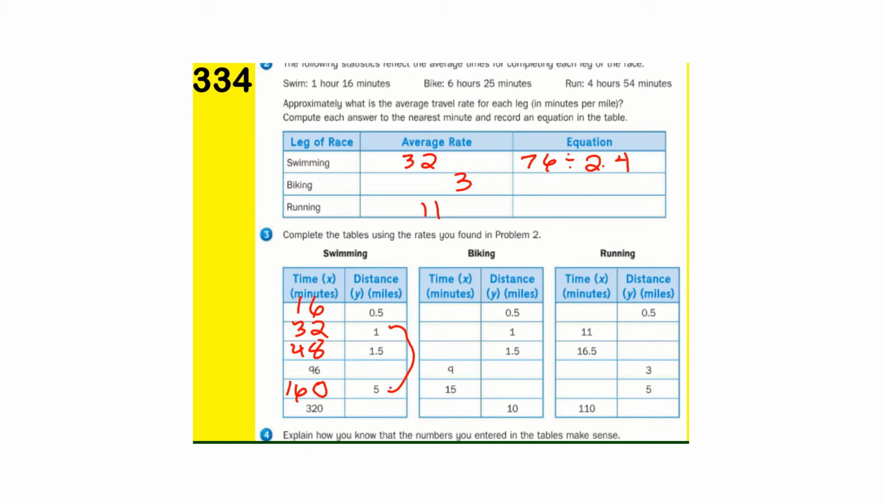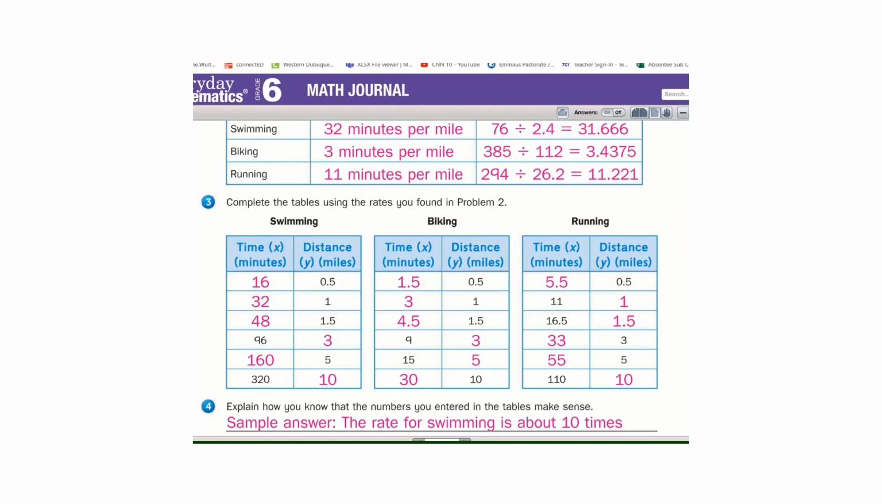Now you have to figure this backwards. Well, this one's not too bad. How does 160 turn into 320? You double it, so let's double the 5 and get the 10. 96, well, the way I'm looking at it is 2 48s make 96, so 2 1.5s make 3, and that's how you complete those tables. So the biking and the running, answers are right there.